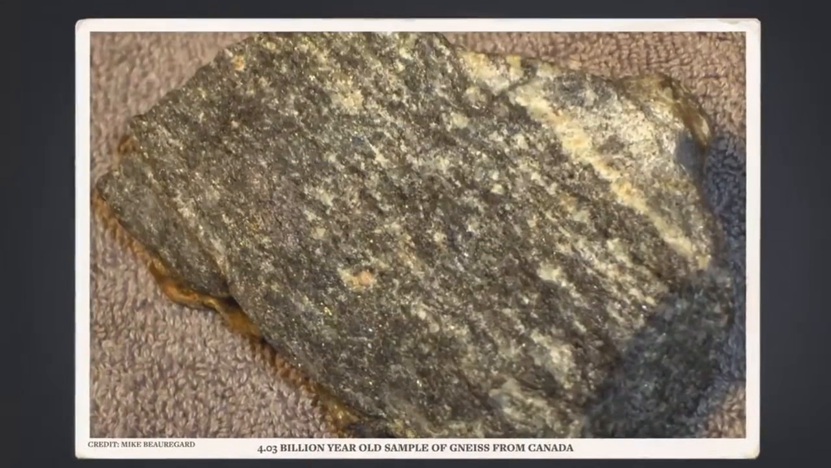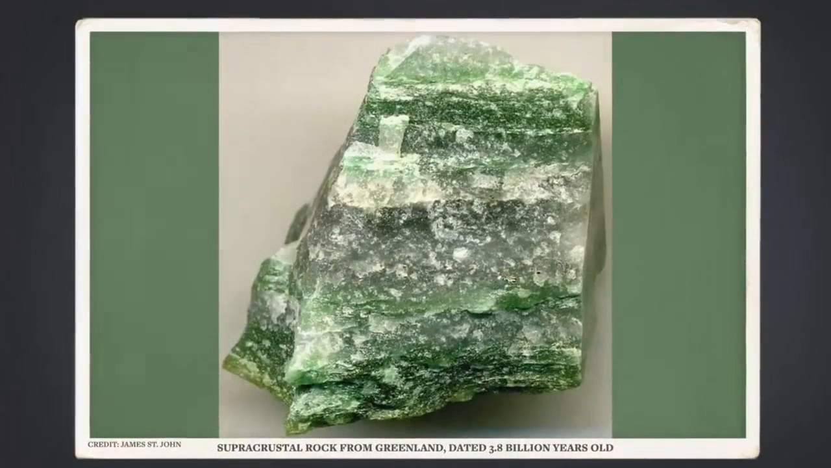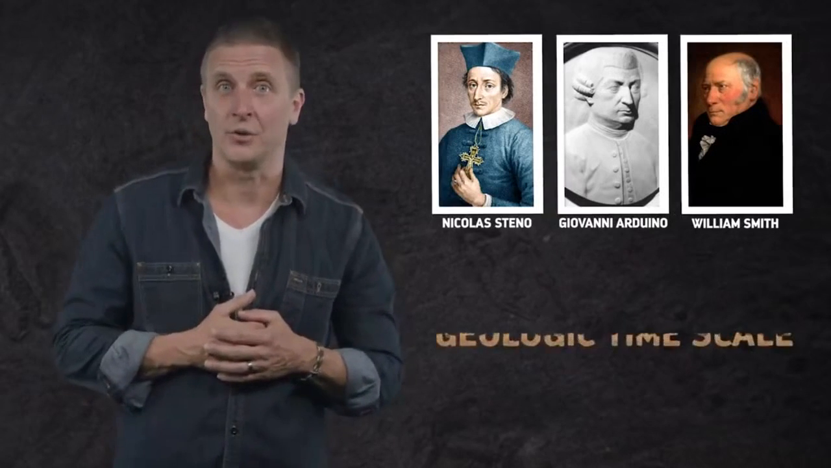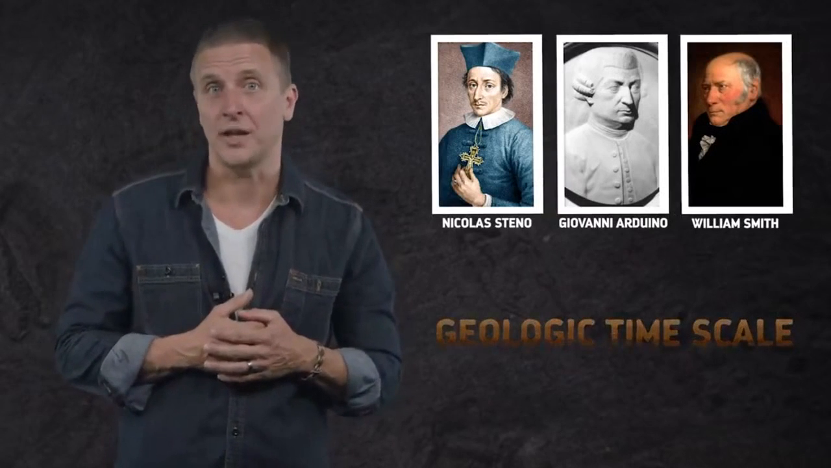And even in the most ancient rocks that have little or no evidence of life, scientists can still look for signs of the very earliest major geologic events, like when continents first formed, and even when the Earth itself cooled and solidified. Thanks to the work of early geologists like Steno, Arduino, and Smith, modern scientists have used these and other clues to create what we now call the geologic timescale, or GTS.